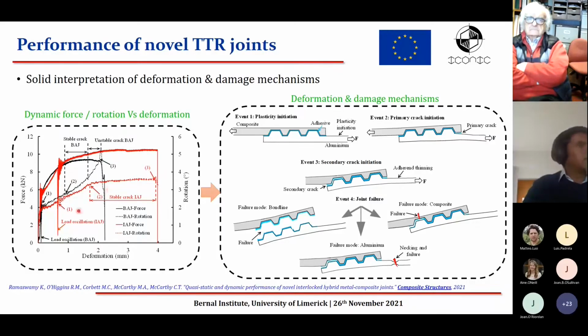So this gives a solid interpretation of the deformation and damage mechanisms in the interlocking joint, and anything that is pointed to as 1, 2, and 3 represents an important event that is summarized in the schematic shown on the right. 1 corresponds to the plasticity initiation, 2 the primary crack initiation, which usually happens at the free end of the composite adherend, and 3 the secondary crack initiation at the opposite end to the composite free end. Now, the failure modes can be of different types, and it highly depends on how these failure mechanisms interact with one another.